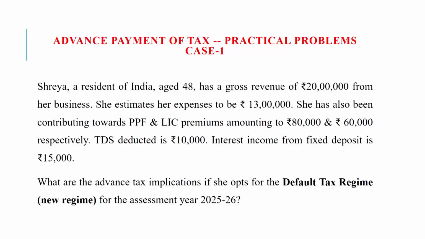So hello students, attention please. Case number 1. Shreya, a resident of India, age 48 years, less than 60 years, has a gross revenue of rupees 20 lakh. We do not have 20 lakh rupees, but I am reading 20 lakh rupees.